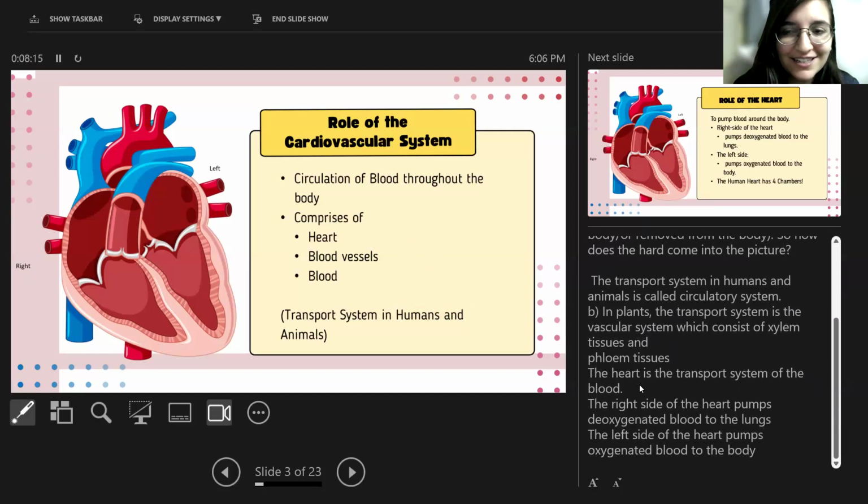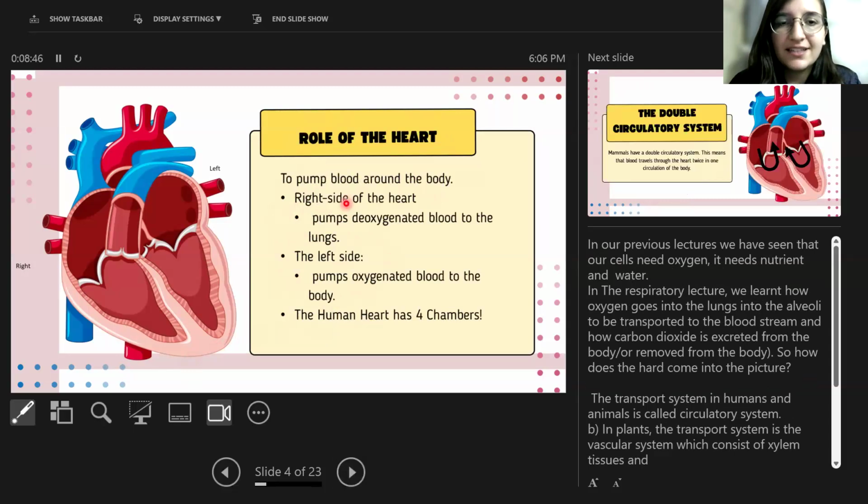So the heart is the transport system. The heart is like the main organ that helps with this transport system in humans. In the cardiovascular system, the role is to circulate blood throughout the body, and in this system we will see these three things again and again, because this system is comprised of the heart, blood vessels, and of course the blood. Let's go. So the role of the heart itself. What is the role of the heart? The heart pumps blood around the body.